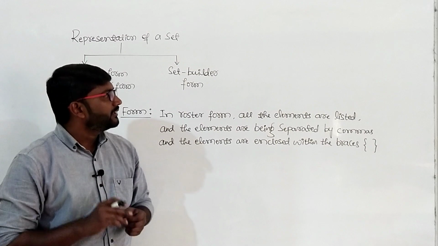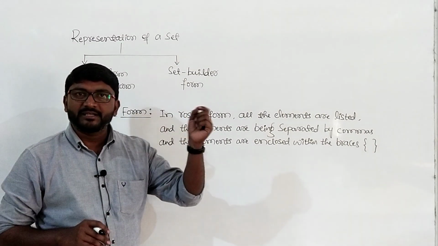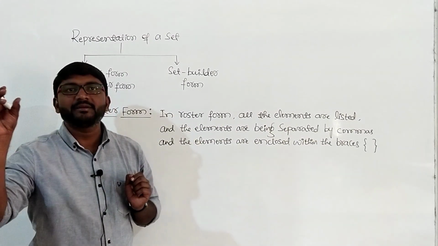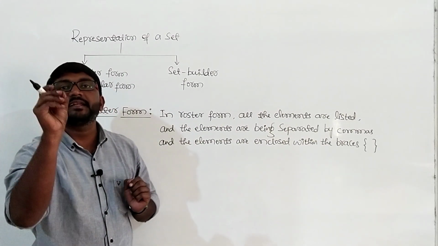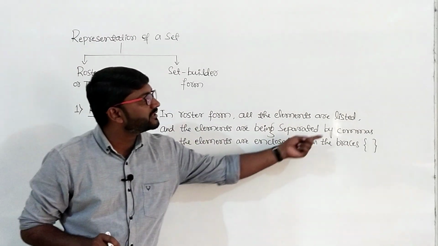In roster form, all the elements are listed and the elements are being separated by commas. So we list the elements or the objects, and each element or object is separated by a comma, and the elements are enclosed within the braces.